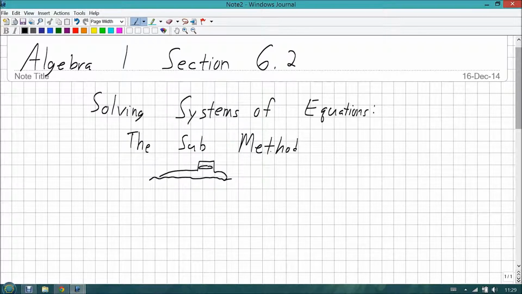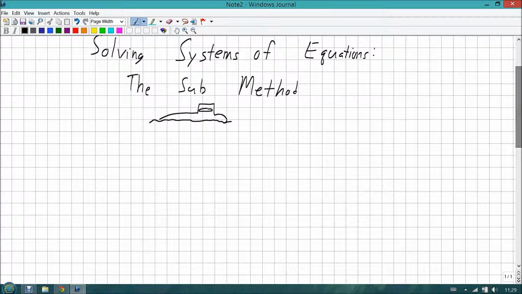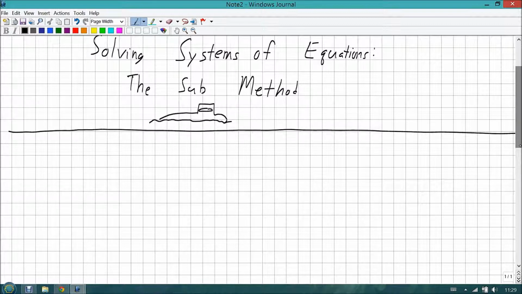So, the sub method is actually short for the substitution method, and it's kind of like a substitute teacher. They go in, they replace their teacher for a little while, and then they go away. Well, it's the same thing here. We are going to use substitution of one variable for another to figure out where a system of equations intersects another equation. So, let's begin with a simple example.